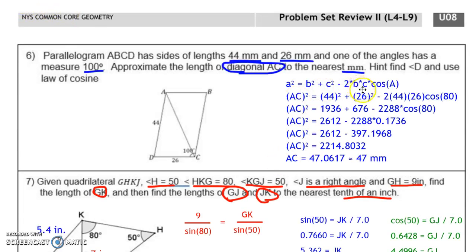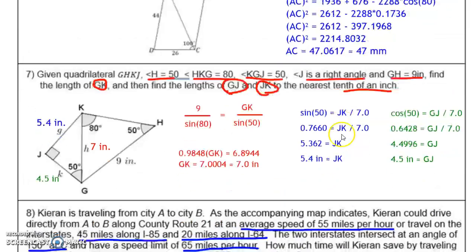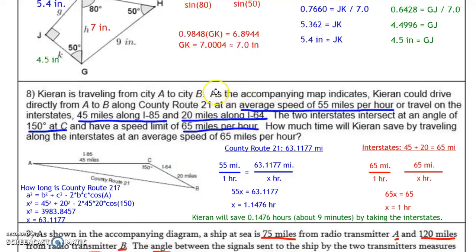Did this page feel like a greatest hits compilation? It should have, because this question and this question you already did. For question number 8, you needed to reach back into your toolkit of proportionality and looking at related rates. You learned about this several grades ago. First, we found out how long County Route 21 was. We used the law of cosines to find 63.117 miles. Then we did two proportions. If we traveled at 55 miles an hour, how long would it take us to travel 63.1177 miles?